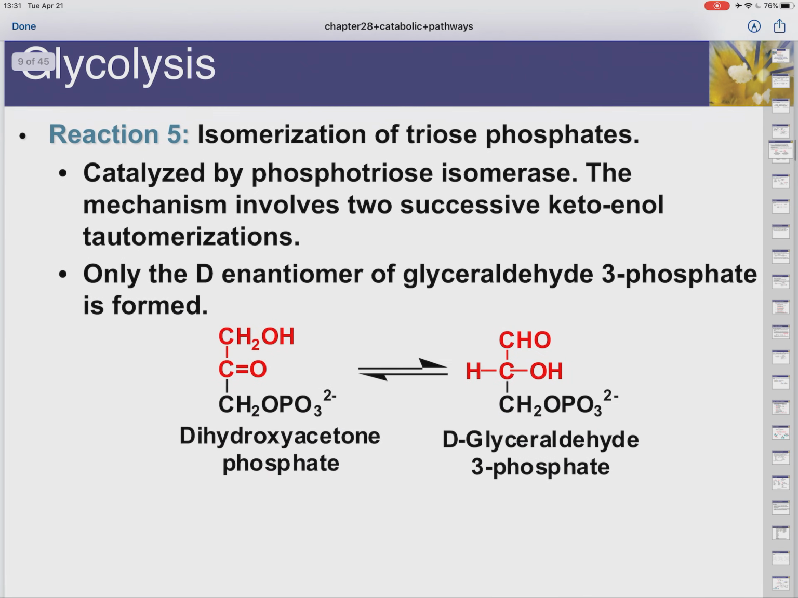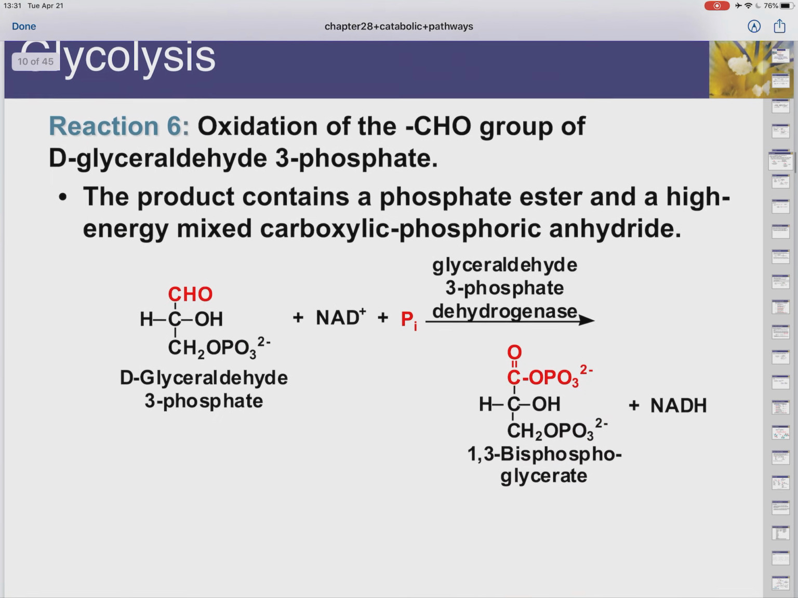Reaction 5 is going to deal with that dihydroxyacetone phosphate. We're going to turn it into another molecule of D-glyceraldehyde 3-phosphate. So we'll have 2 of those now. We formed one already. This was its twin, but it just looked different, so now we isomerize it. And that is done by phosphotriose isomerase. So that was reaction 5.